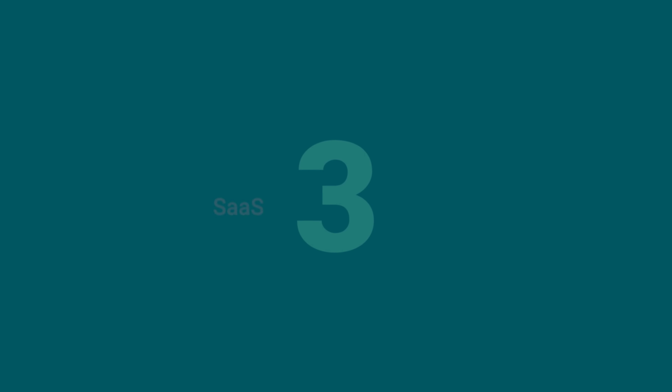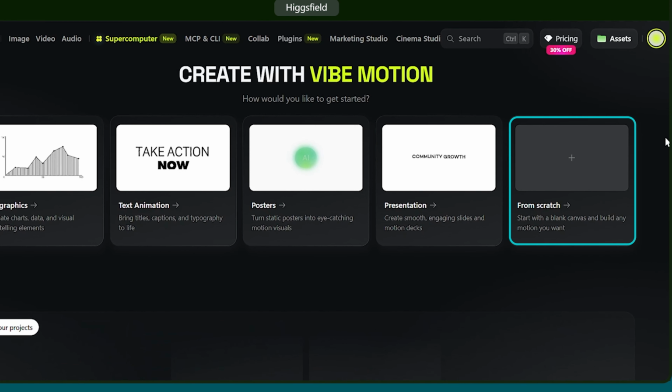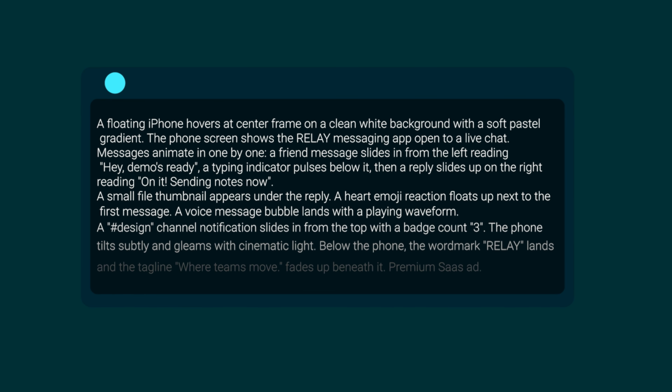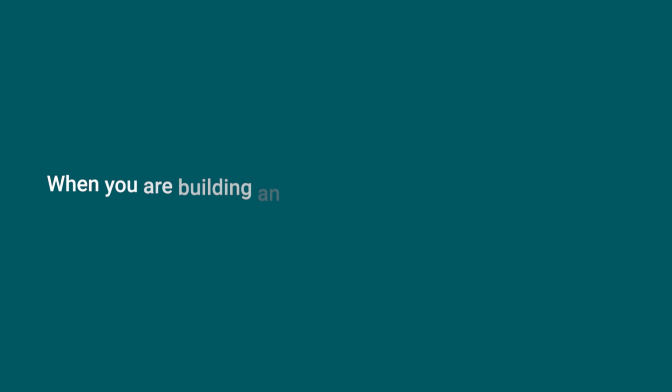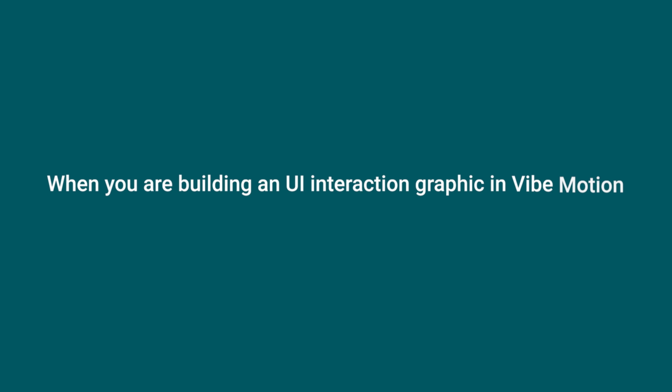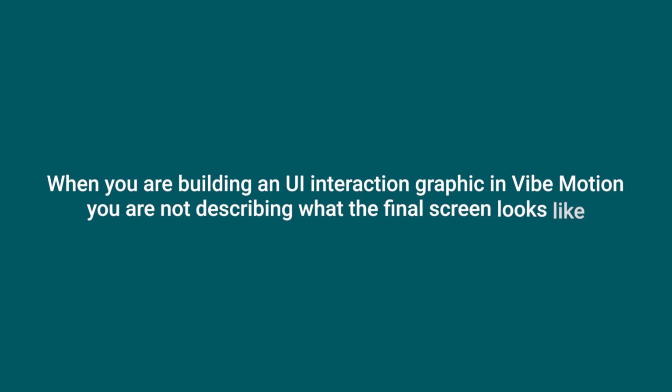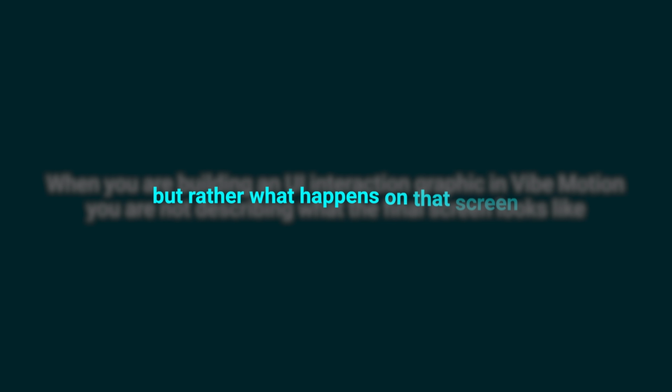The third motion graphic is a SaaS messaging app ad. Choose Start from Scratch and paste in this prompt. Unlike the first two, this prompt does not describe a layout. It describes events. When you are building any UI interaction graphic in Vibe Motion, you are not describing what the final screen looks like, but rather what happens on that screen.